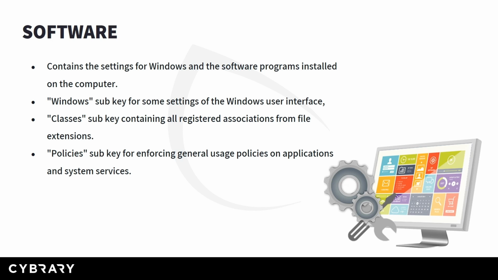There are generally subkeys for each installed product in which the product stores information including preferences, configurations, most recently used file lists, and other application modifiable items. The software key contains a Windows subkey for some settings of the Windows user interface, a classes subkey containing all registered associations for file extensions, and a policy subkey as organized by vendor for enforcing general usage policies on application and system services, including the central certificate store used for authenticating, authorizing, or disallowing remote systems or services running outside the local network domain.